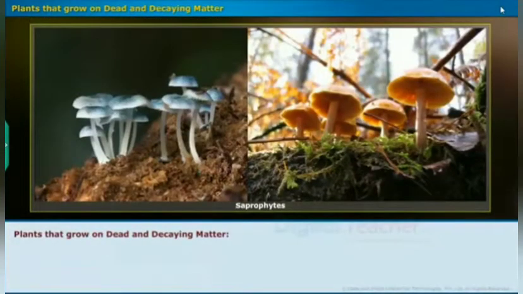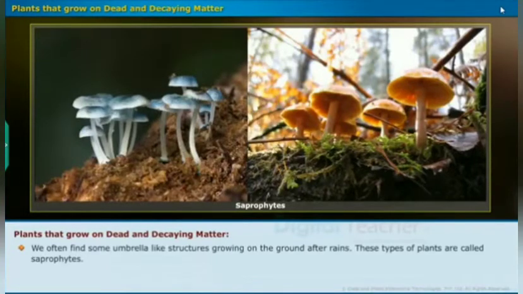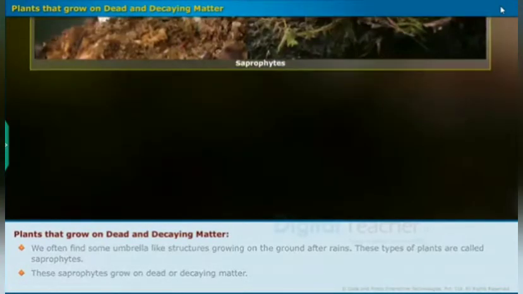Here, let us know the plants that grow on dead and decaying matter. We often find some umbrella-like structures growing on the ground after rains. These types of plants are called saprophytes. These saprophytes grow on dead or decaying matter.